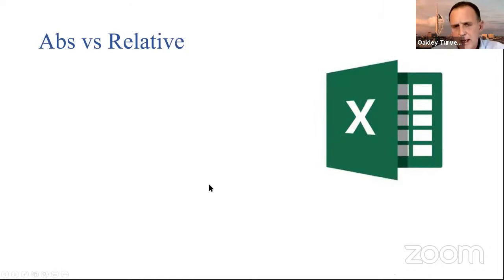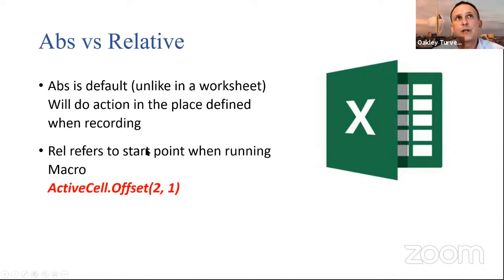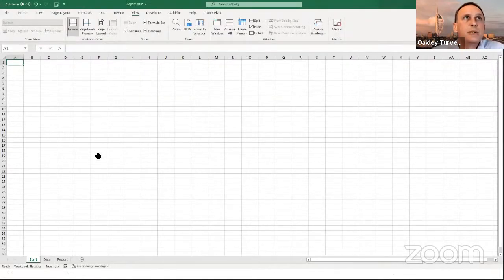Okay, let's talk about this absolute versus relative, because I did say that when you're recording a macro, you do have to be careful whether you've got use absolute or use relative turned on. Now in Excel, when we refer to another cell, we refer to it relative by default. In VBA, it's the opposite. We refer to it as absolute by default. Relative will refer to the starting point when you run the macro. So let's just record a couple of macros and we'll see what the difference is between those two.